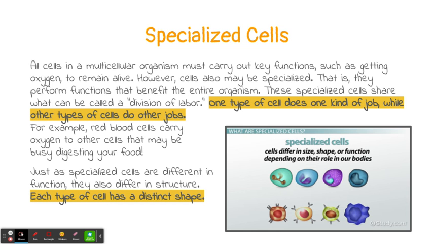However, cells also may be specialized. That is, they perform specific functions that benefit the entire organism. These specialized cells share what can be called a division of labor. One type of cell does one kind of job, while other types of cells do other jobs. For example, red blood cells carry oxygen to other cells that may be busy digesting your food. Just as specialized cells differ in function, they also differ in structure. Each type of cell has a distinct shape.